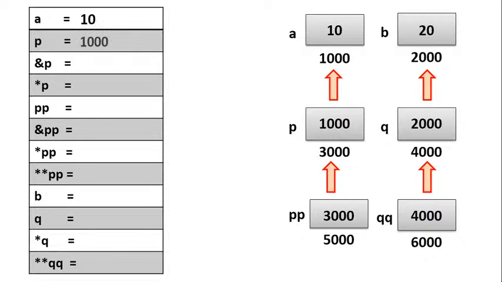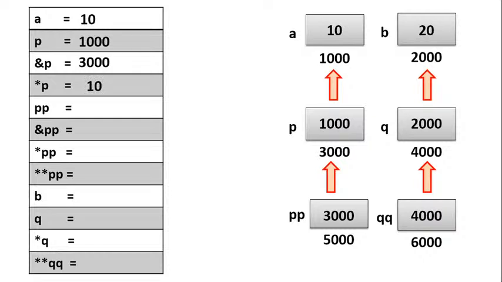Super. What is the value of p? 1000. So this we already know. What is the value of &p? That is the address of p. What is &p value? 3000. Super. So 3000 is the value of &p. Star p value is 10.